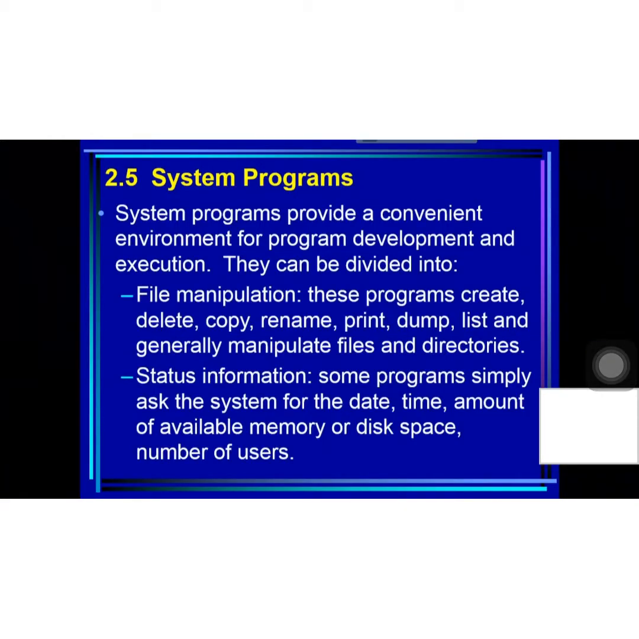Another aspect of a modern system is the collection of system programs. System programs, also known as system utilities, provide a convenient environment for program development and execution. Some of them are simply user interfaces to system calls. Others are considerably more complex. They can be divided into these categories.